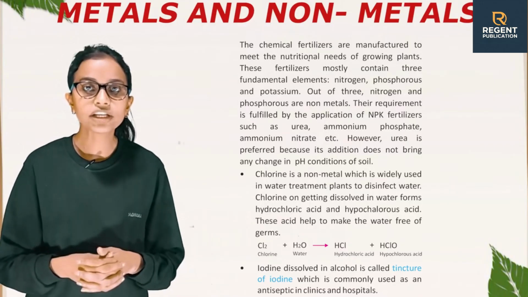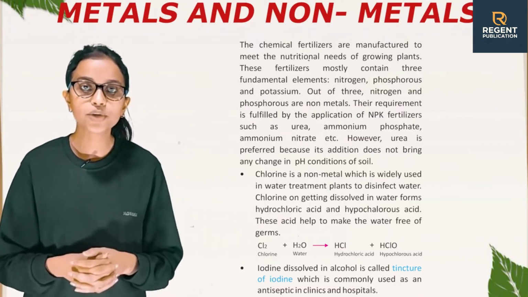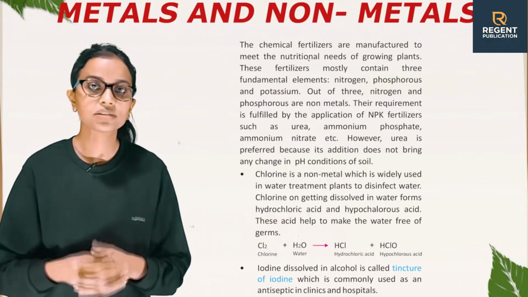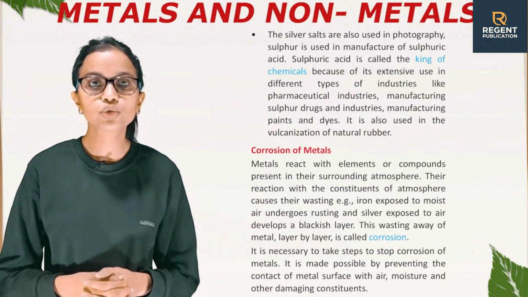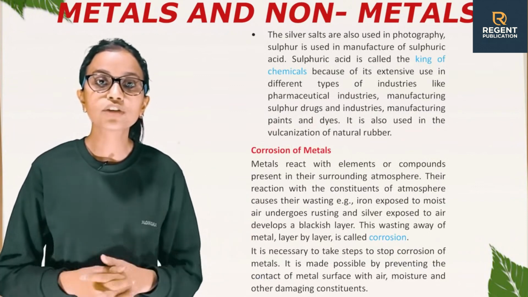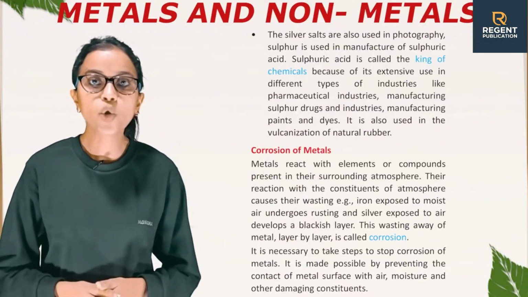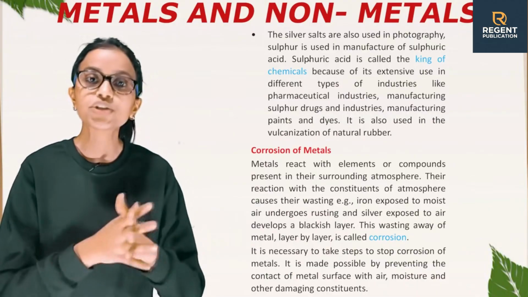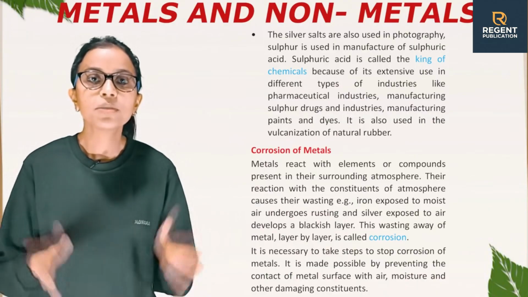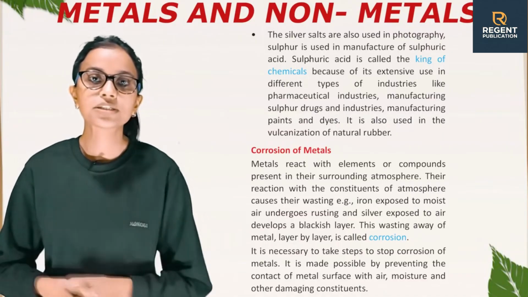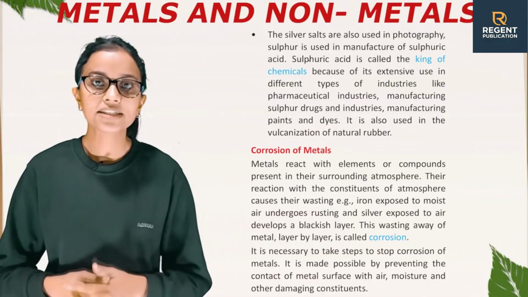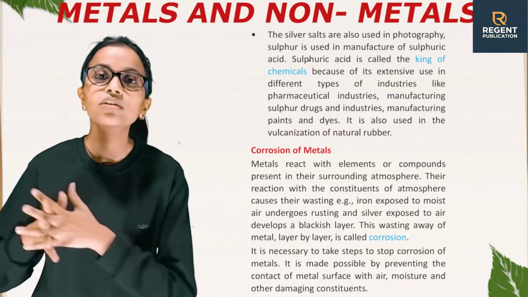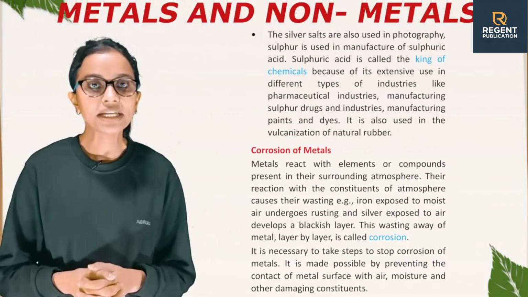Iodine dissolved in alcohol is called tincture of iodine, which is commonly used as an antiseptic in clinics and hospitals. The silver salts are also used in photography. Sulfur is used in manufacture of sulfuric acid. Sulfuric acid is called the king of chemicals because of its extensive use in different types of industries like pharmaceutical industries, manufacturing sulfa drugs, and industries manufacturing paints and dyes. It is also used in the vulcanization of natural rubber.